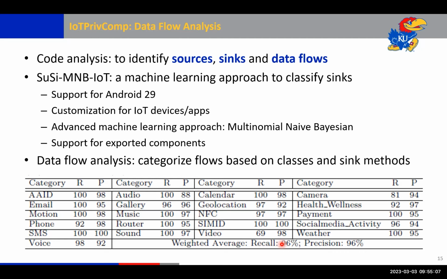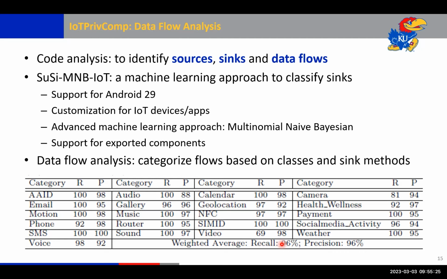And these are the categories of flows based on our code analysis. These are all the flows that are leaked by those apps. For example, your email, your motion information, your audio, your video, payment, health and wellness data, social media data.